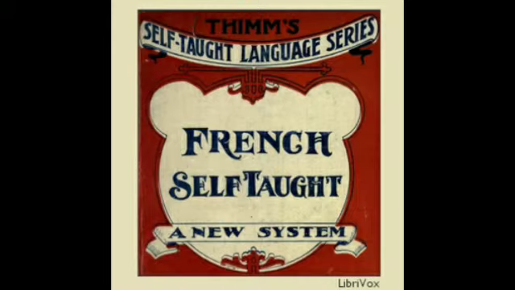French Self-Taught by Franz J.L. Thimm. Section 2. Vocabulary. The French masculine article is le, the indefinite article is un, a. The feminine article is la, une, a.